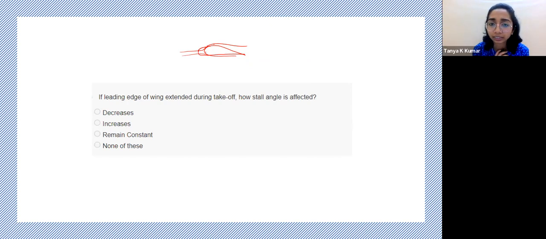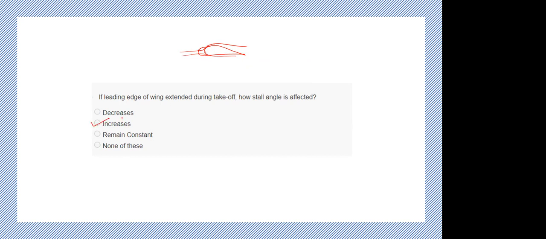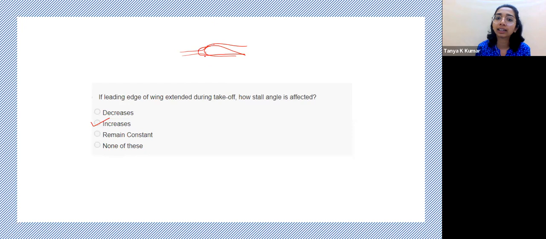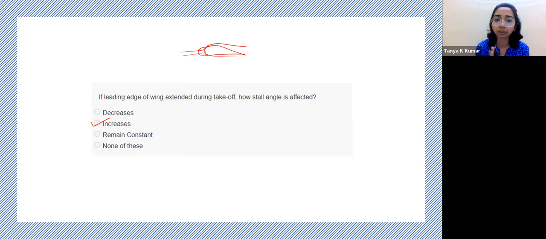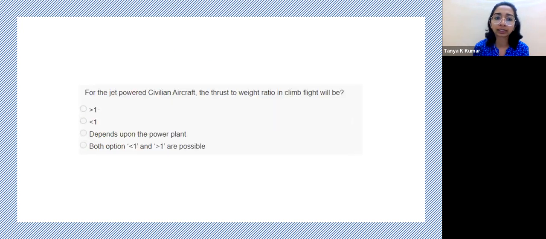Why? Stall angle will be increased is right. Why? It will increase the camber and maintain the airflow attached to the airfoil. Yes, the flow will remain attached for a larger range of angle of attack variations. Did everyone understand that? Yes, ma'am. So when the leading edge of the wing is extended, the stall angle is increased, allowing you to fly it at larger angles of attack without stalling, allowing you to take off at larger angles of attack. Next question: for the jet-powered civilian aircraft, the thrust to weight ratio in climb flight will be.